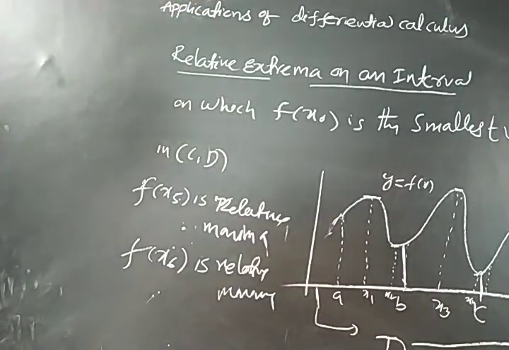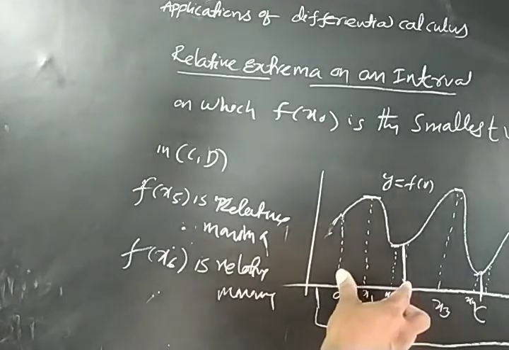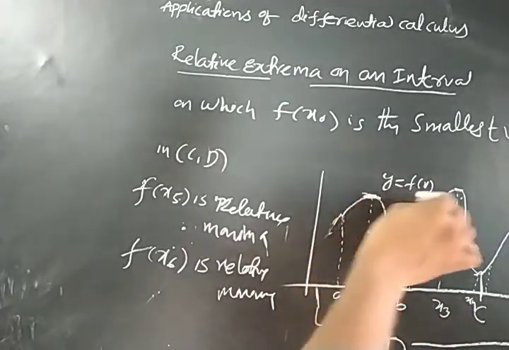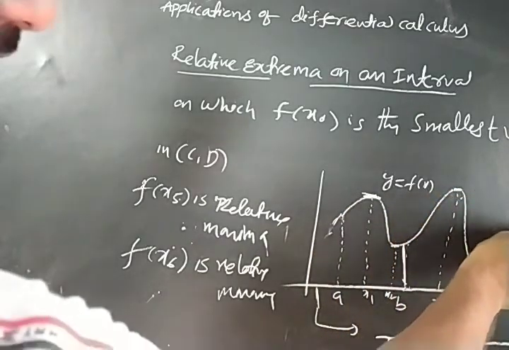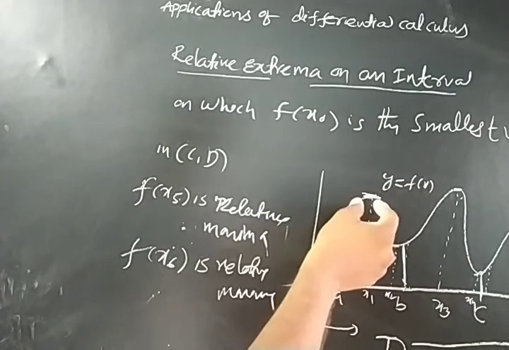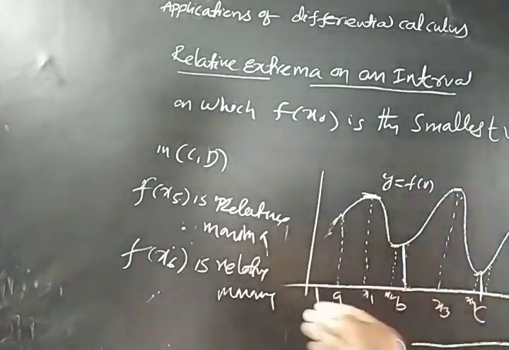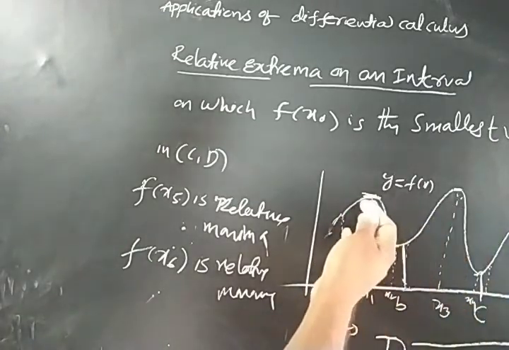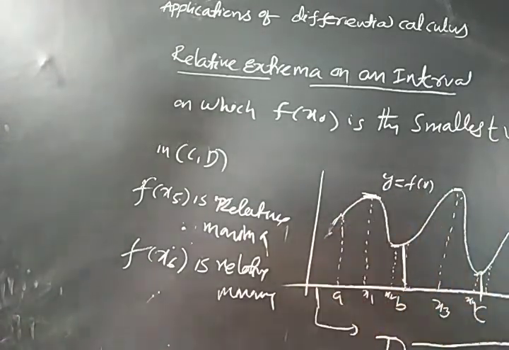Next, relative minimum. See here, in every open interval we are getting relative maxima. Here we have one maxima, here we have one maxima, here we have one maxima. So what we can conclude is that a relative maxima is not the largest value in the entire domain. So how many relative maxima exist here? Three relative maxima exist.